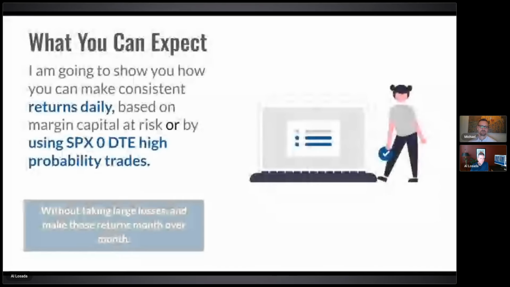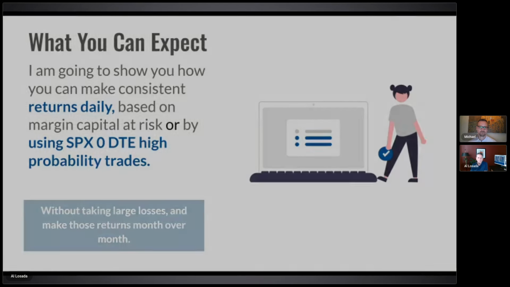What can you expect? I'm going to be showing you how to make consistent returns daily based on margin capital risk using SPX 0 DTE directional trades. These are not credit spreads. They're actual SPX calls and puts, which is what we're going to be sharing with. Okay. All right. So what will you learn?